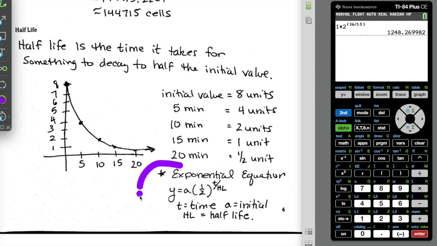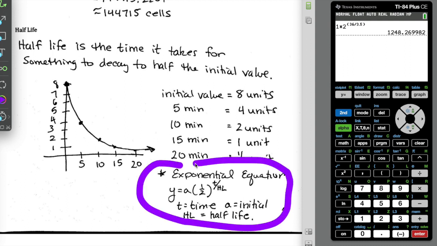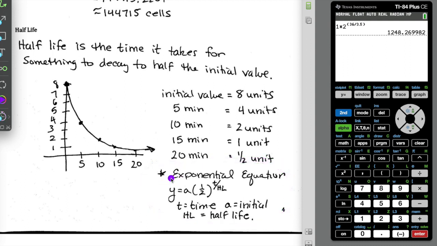Now, the equation that we want to use when we're dealing with half-life and we're looking for an exponential equation, it's very, very similar to the double time equation. You still have this initial value here, but since we're talking about half-life, this is going to be 1/2 instead of 2. Here's the time that passes, and then instead of having double time here, we're going to have half-life here.